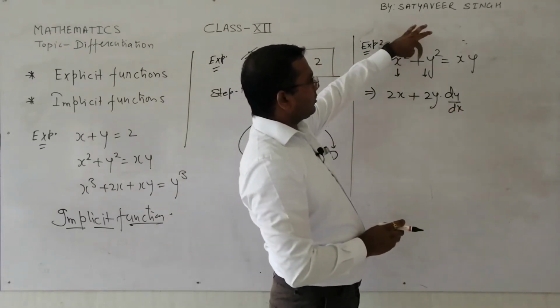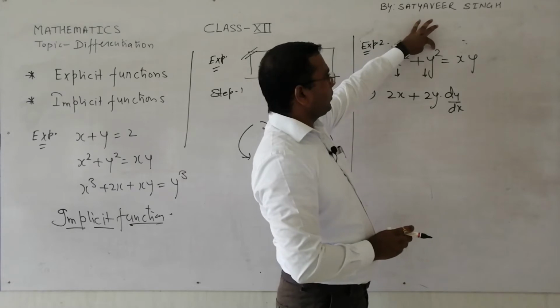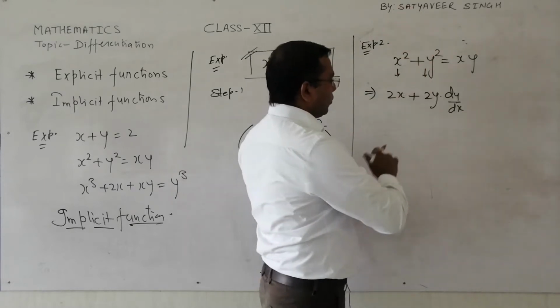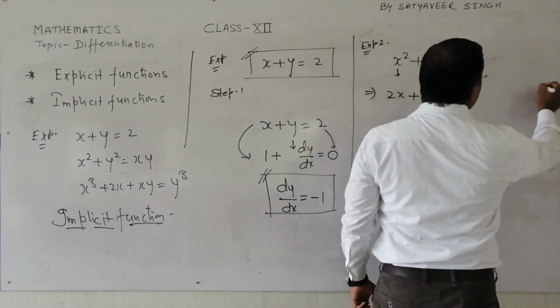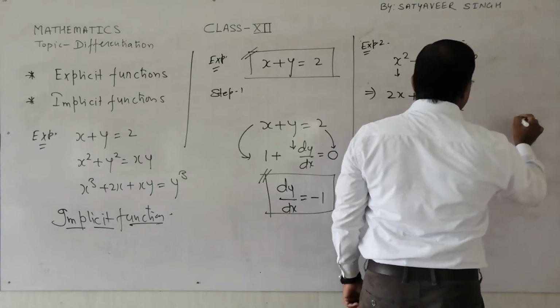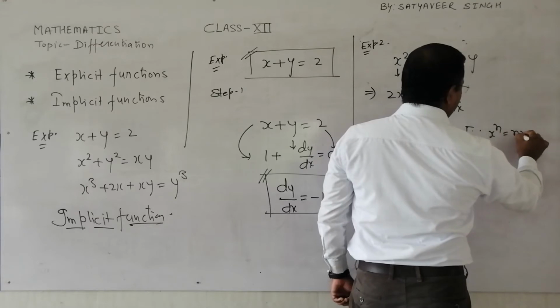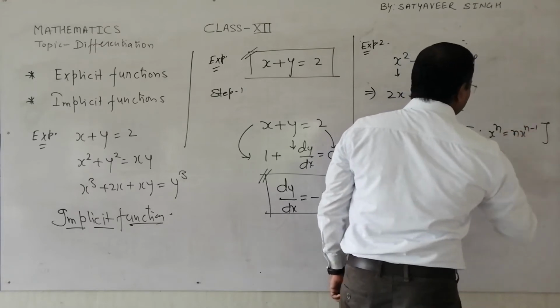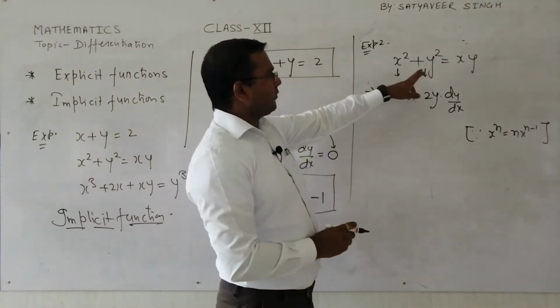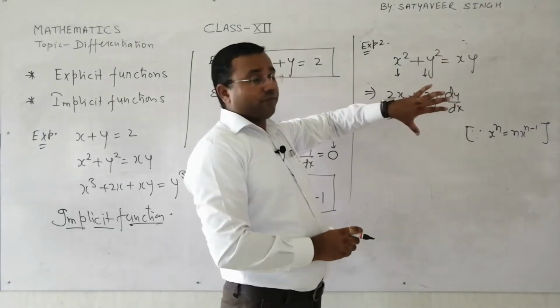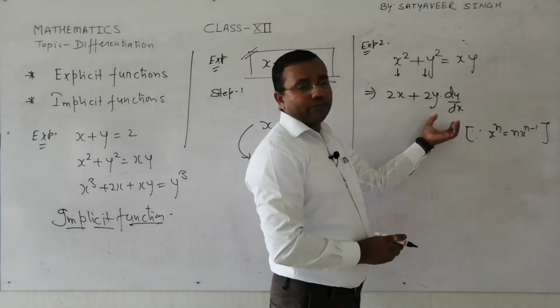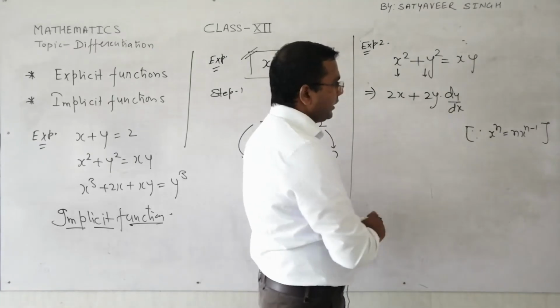How is it? Because of y square, first of all you will differentiate it with the help of the formula, because we know that x raised to n is n x raised to n minus 1. So with the help of this, first of all I will differentiate y square, and then further y I will differentiate, it is dy upon dx.